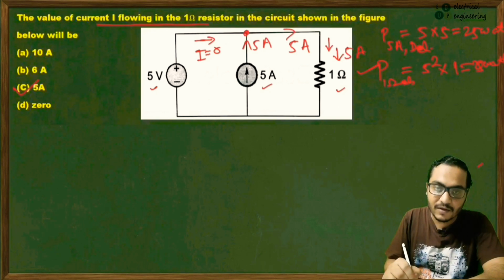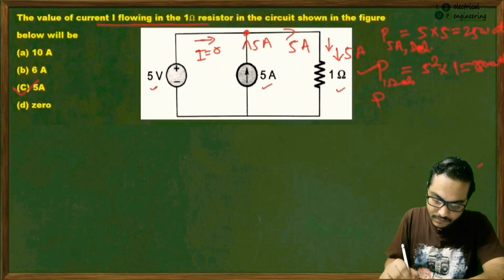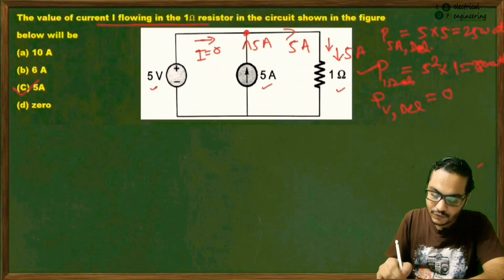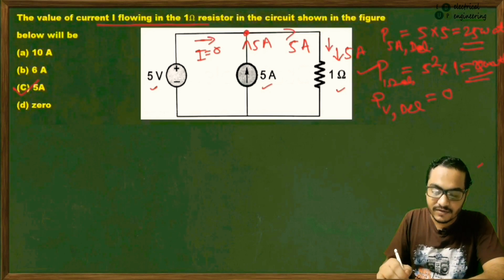And the power supplied, or delivered, by this 5 volt source is equal to 0, as there is no current supplied by this 5 volt source. So if you take a closed loop, the power supplied is 25 watt and the power absorbed is 25 watt. So this is based on conservation of power. If you have any doubt while finding the answer, then we can check this answer by using the concept of conservation of power.